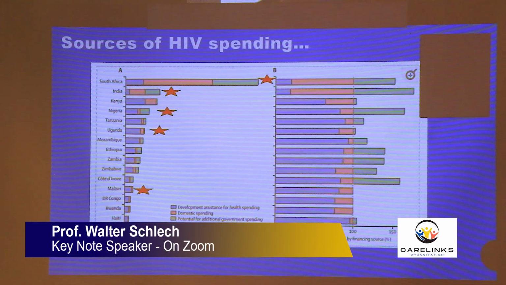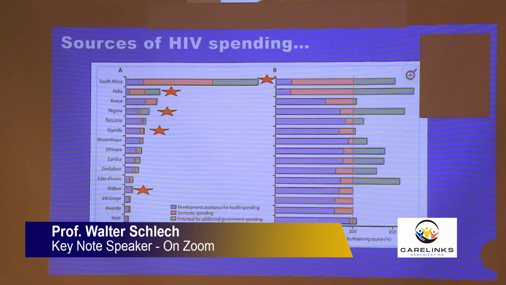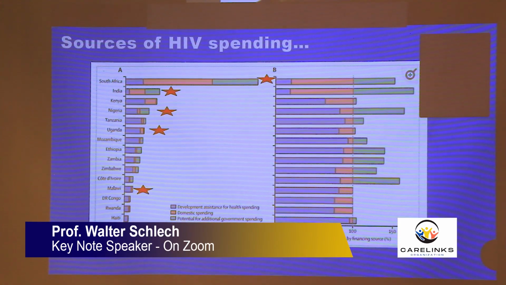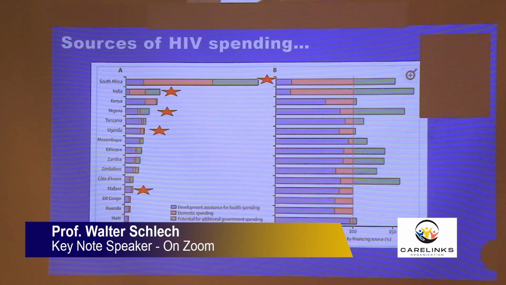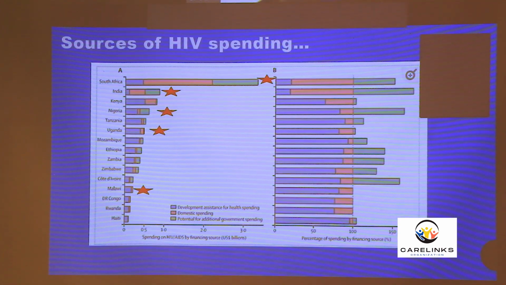In South Africa, there is a lot of domestic spending, not as much development assistance, but a potential for more spending if managed properly. If we go down to Malawi, almost all of the spending on HIV care is from assistance programs, and there's a very small amount of domestic spending with really no potential for additional government spending. Uganda is quite similar in that regard. Nigeria, maybe a little more potential for government spending, and India as well. But there are major differences in where these monies come from.